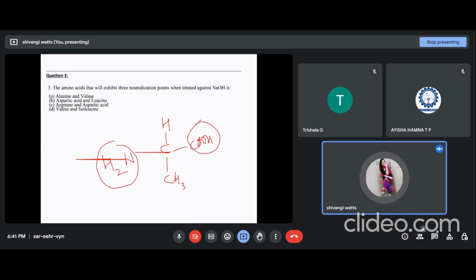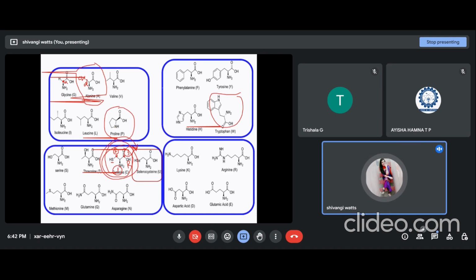So if we do titration with NaOH, there are two neutralization points because of the presence of the acidic group and the basic group. One will be here and the second will be here. But they are asking for three neutralization points. So for that you have to see the structure of these amino acids.